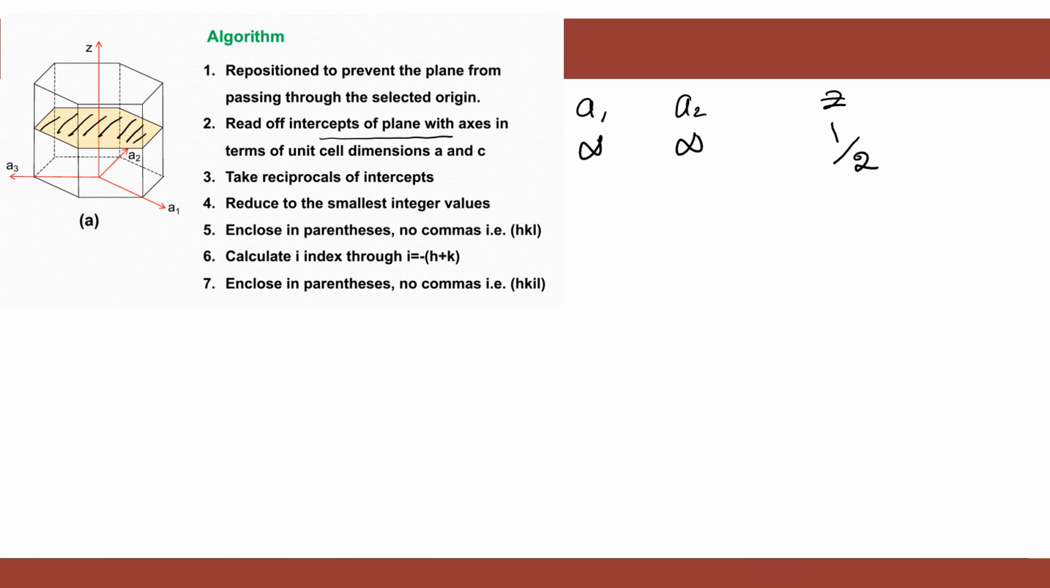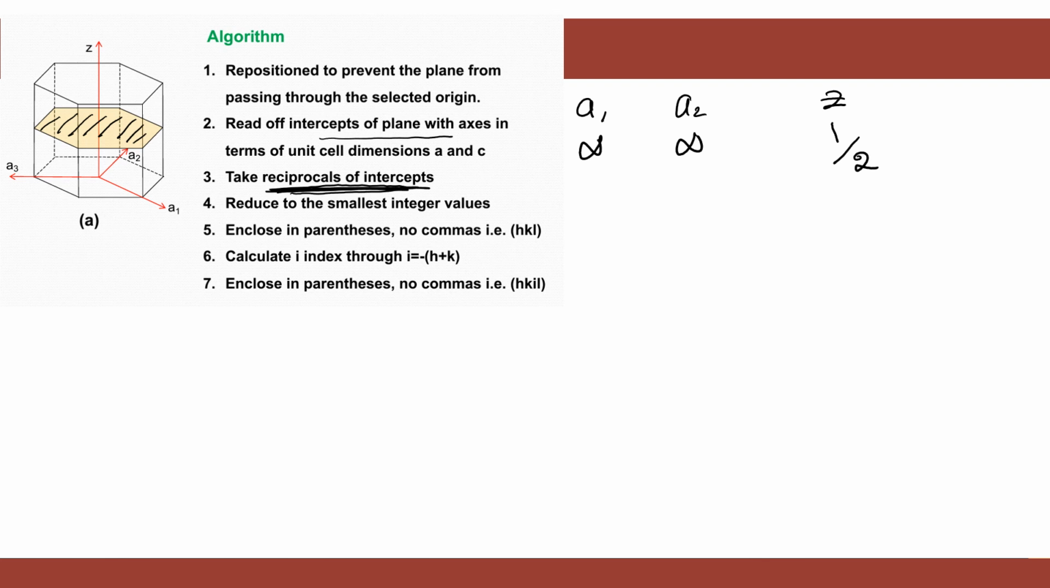So then you read the intercept of the plane in the axes. First thing is you need to check whether the plane is cutting the origin. I forgot to tell you that. This plane is not cutting the origin, so we are fine to work as it is. Then read the intercept of the planes with axes in terms of unit cell dimensions A and C. So take the reciprocal. Always remember the difference between planes and directions: you don't take the reciprocal in the directions, but for the plane you need to take the reciprocal, flipping it upside down.